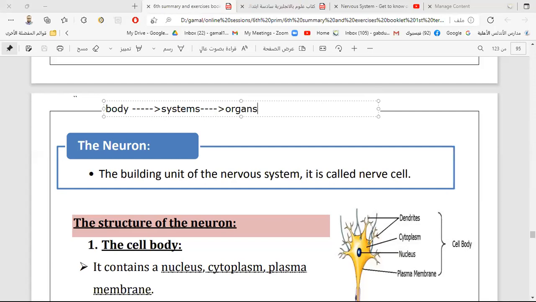And every system is made up of many organs. If we are talking about the digestive system, what are the organs in the digestive system? Yes, Hamza. We have the mouth, the stomach, the small intestine, the large intestine, and the esophagus.